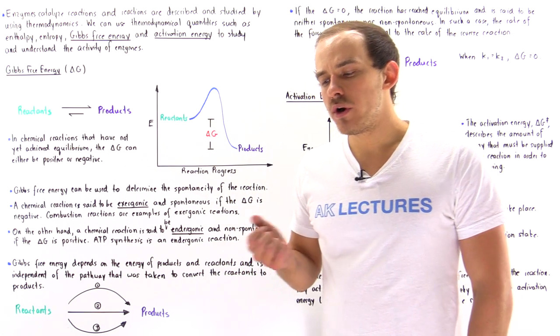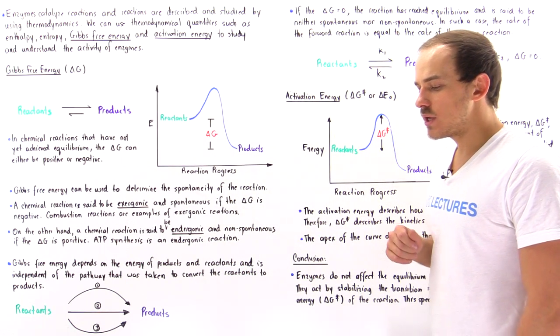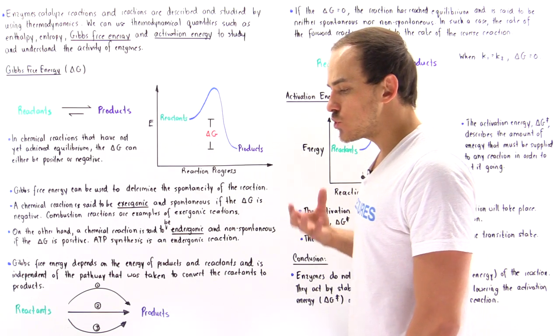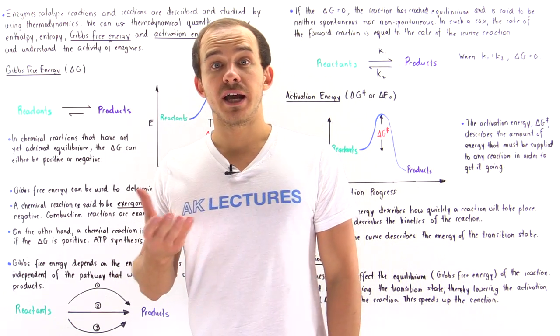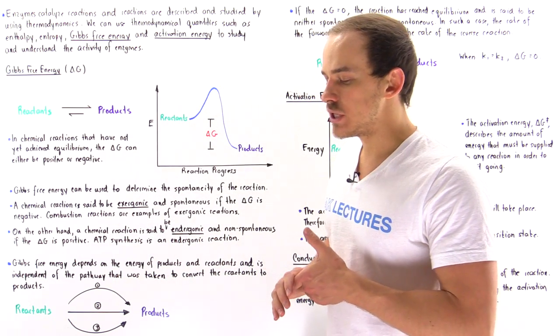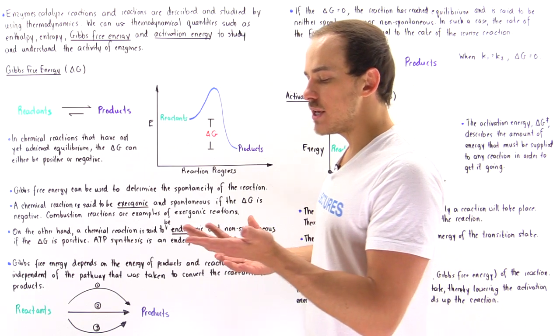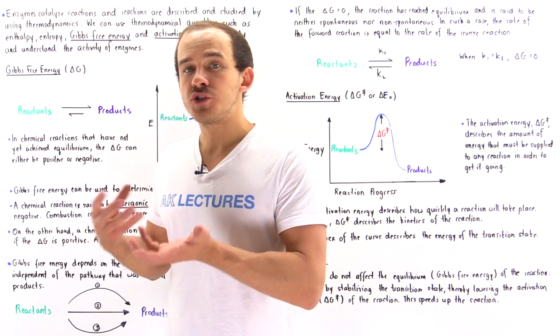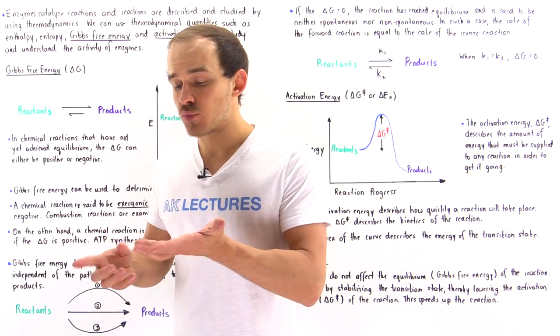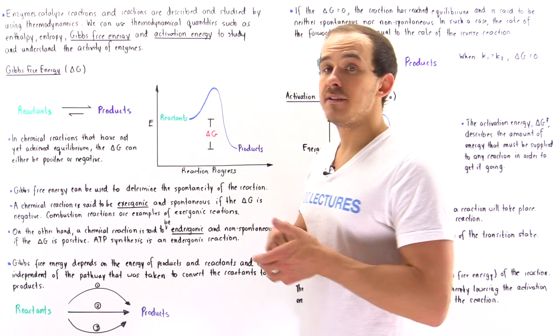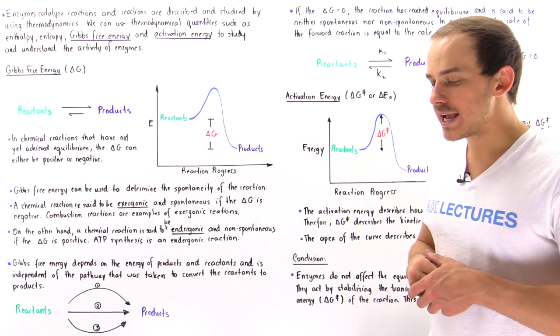So when we want to understand the way that a chemical reaction takes place, we usually study the thermodynamics and the kinetics of that chemical reaction. And that involves studying things like Gibbs free energy, which involves enthalpy and entropy, as well as studying things like activation energy of that chemical reaction.